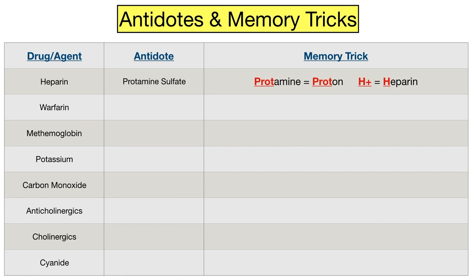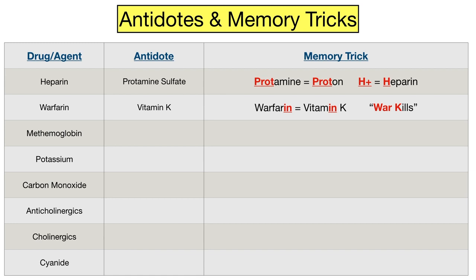The next drug is warfarin, which is also a blood thinner. Vitamin K can be used to reverse the effects of warfarin. There are a couple tricks to remember vitamin K. First, warfarin and vitamin both end in IN, and you can also think of the phrase war kills to help you remember war for warfarin and the K for vitamin K.